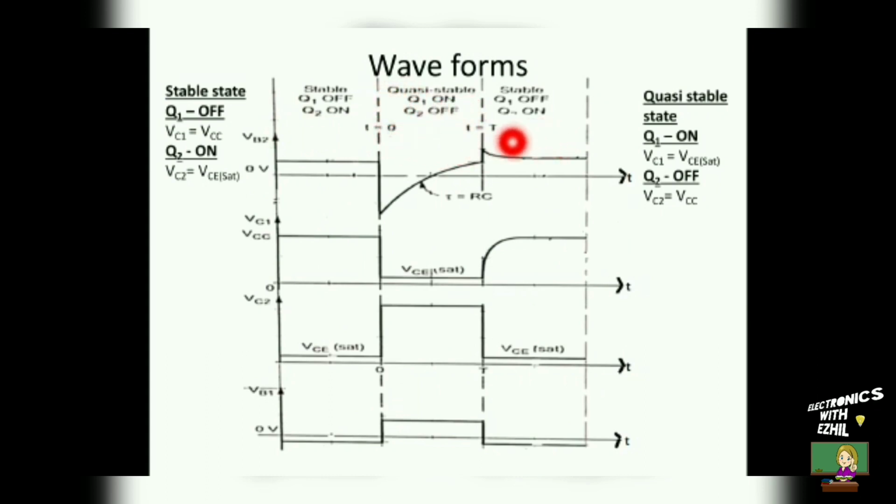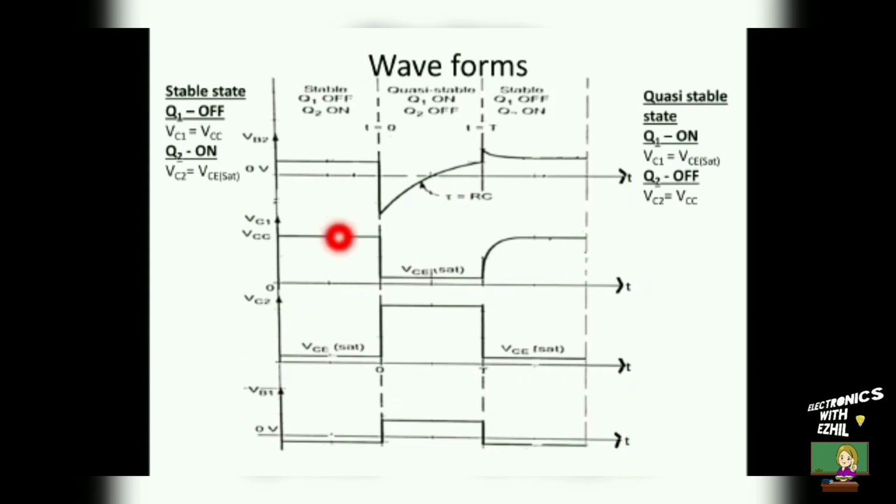The third slot is for stable state. The first graph refers to the base voltage of the transistor 2, which is VB2. The second graph refers to the collector voltage of the transistor 1, which is VC1. The third graph is drawn for the collector voltage of the transistor 2, which is VC2. The fourth graph is drawn for the base voltage of the transistor 1, which is VB1.